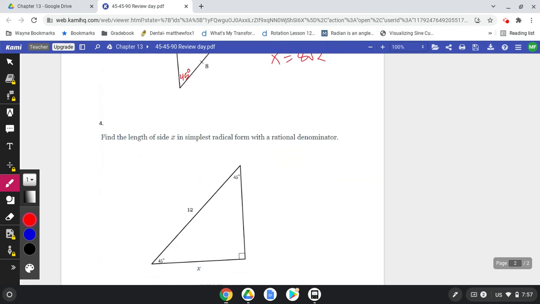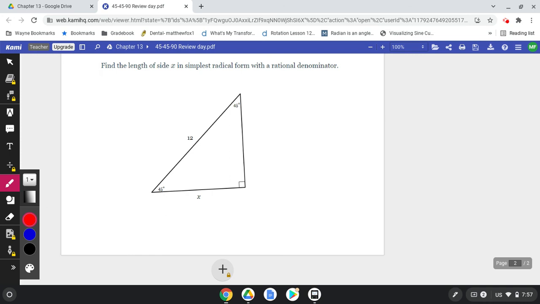And the final one. Okay, once again, we got a 12, we've got an x. The 12 is our hypotenuse, so let's put that with square root of 2. The x is our leg, so we'll put that with a 1. We cross multiply. We'll get square root of 2 times x equals 12. Divide by that square root of 2, divide by the square root of 2. And right here, you get x equals 12 divided by square root of 2.